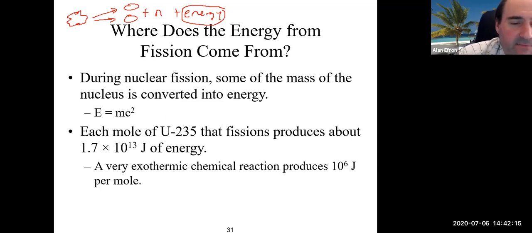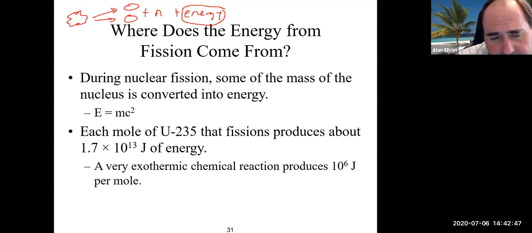It comes from the difference between the particles that make up the nucleus and the atomic mass of that isotope. Remember that the nucleus is made up of protons and neutrons, which are nucleons, as we talked about. There's a slight difference in mass between the mass of those particles put together and the mass of the actual isotope. That slight difference in mass is what gets converted into energy through the process of fission.